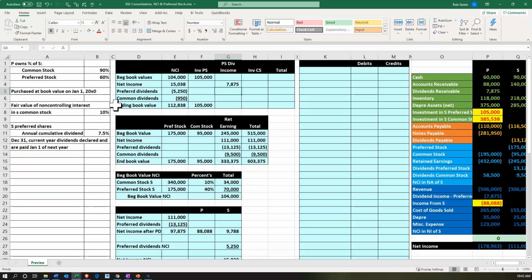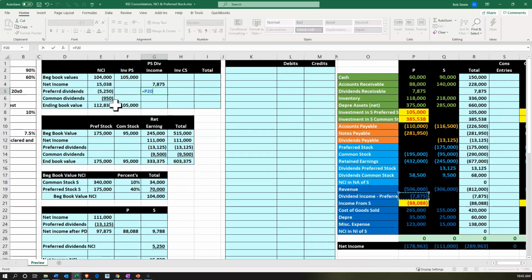So there's the 7875, and then I'm going to take the preferred dividends, which are recorded down here. I'll keep it as a negative. I'll pull the same number from here to see those basically net out. So the bottom line will be 0 at the bottom. Okay, and then we have the investment in the common stock.